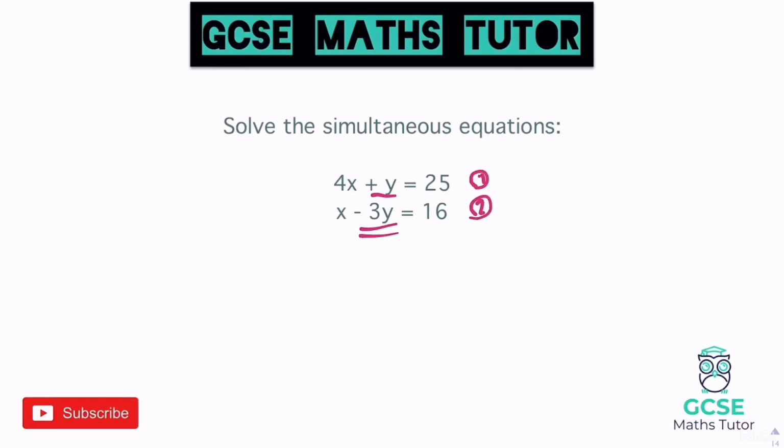I'm just purely looking at the number in front of it. So we have a 1y and we have a 3y. Now in order to make those numbers the same, I'm going to have to times the top one by 3, and that would make it a 3y. I don't have to times the bottom one by anything, but I might have to change them both in some of these questions. So let's have a look.